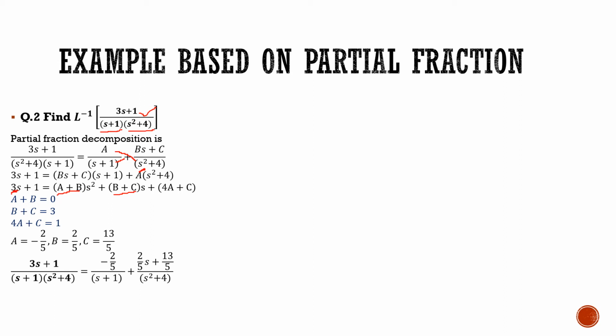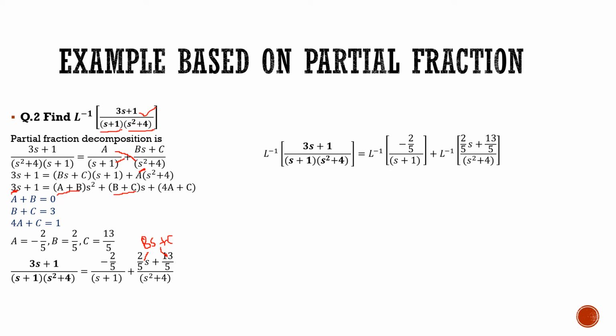In the next step you just put the values in place of A, B, C. So the value of A is minus 2 by 5 and Bs plus C will be this B plus C. Now taking the inverse Laplace transformation on both sides, we can do that by the linear property.